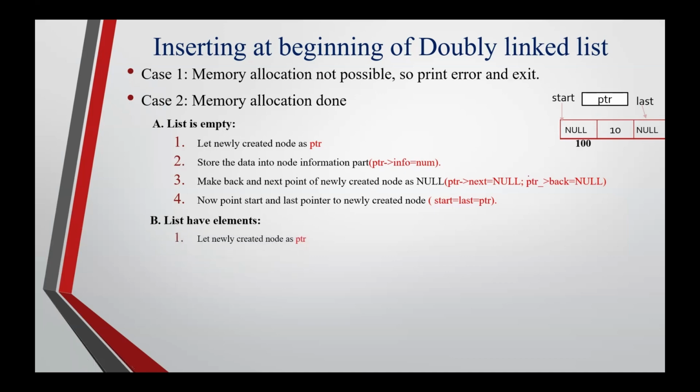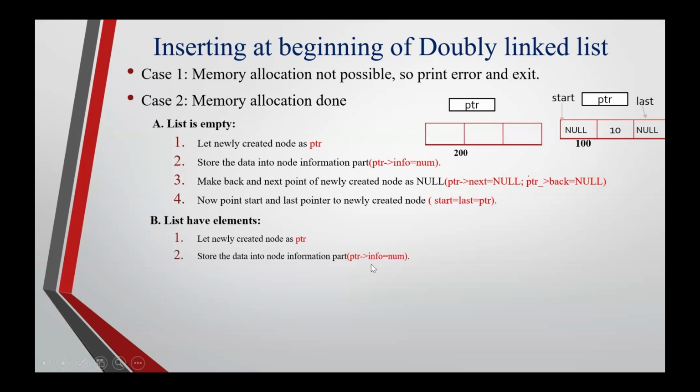Then let the newly created node be PTR. So we create a node PTR, and the node address is 200. Store the data into the information part, that is 30. So num stores the value 30. It means we declare a variable num, and num is going to store whatever value we enter from the end user.